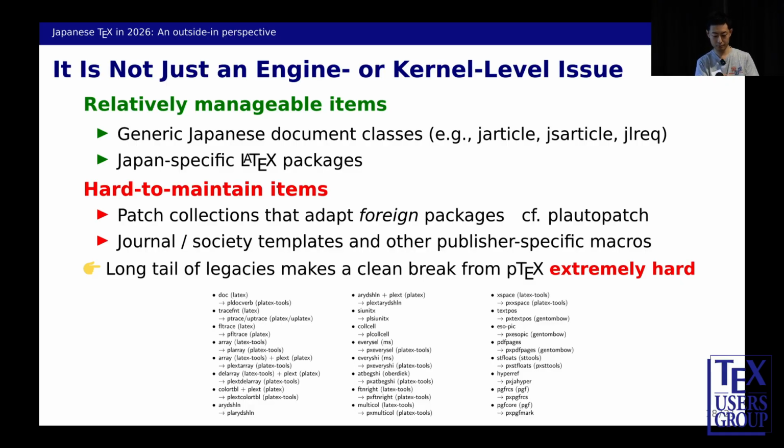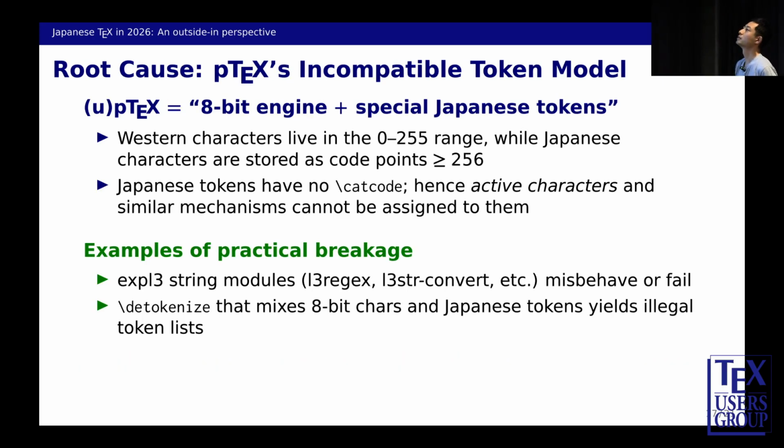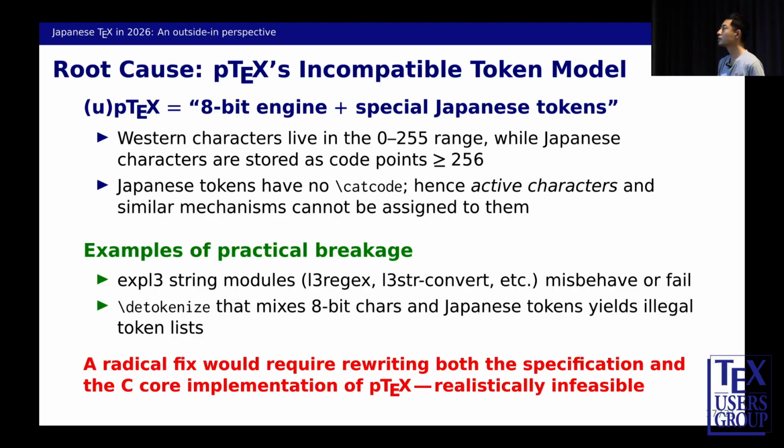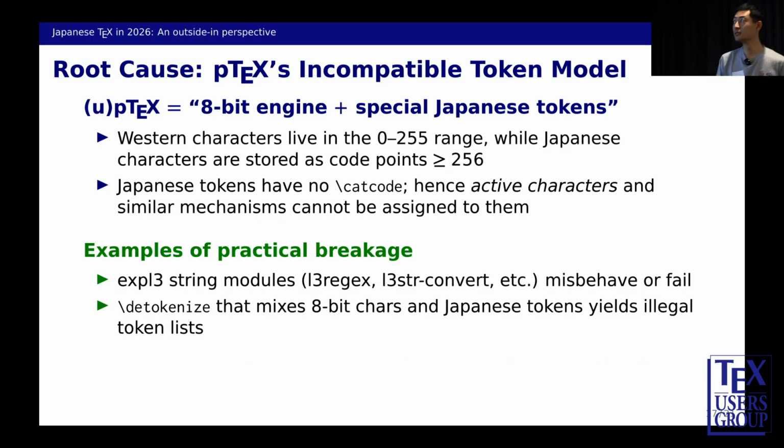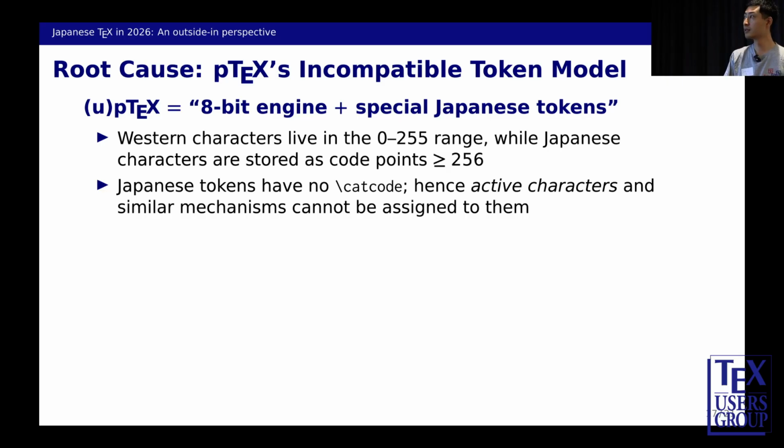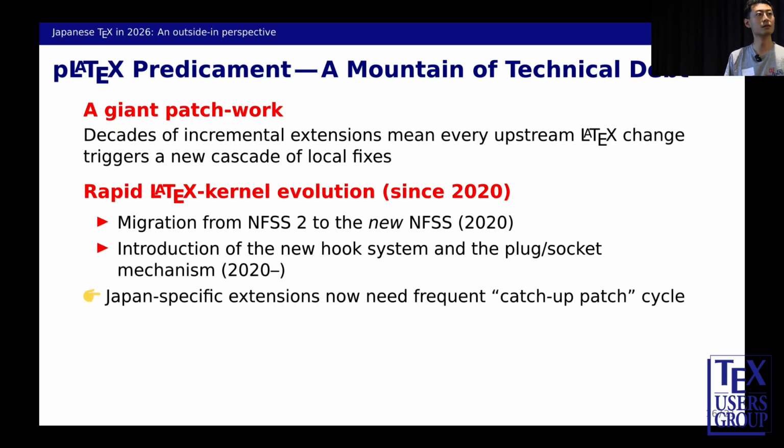Maybe if the questioner could announce their name, because we're not on film. Yeah, okay. My name is Didier Verna. I have a question regarding the Japanese-specific cat codes that you showed. You showed one cat code for kanji and one cat code for kana. My question is, wouldn't it have been more advantageous to have two cat codes for kana, one for hiragana and one for katakana?